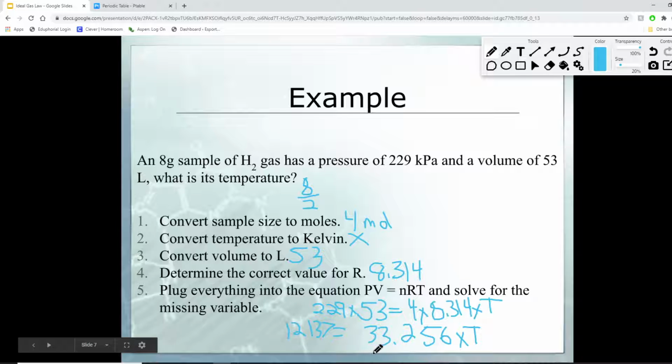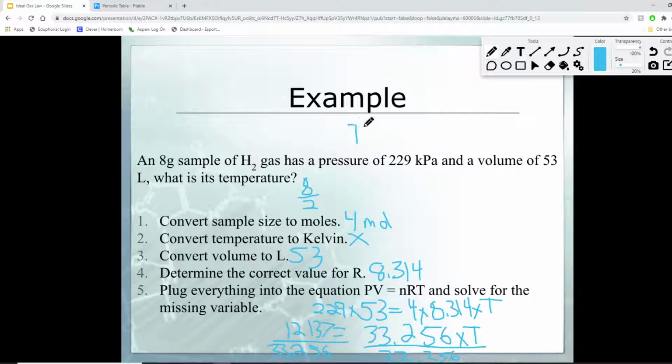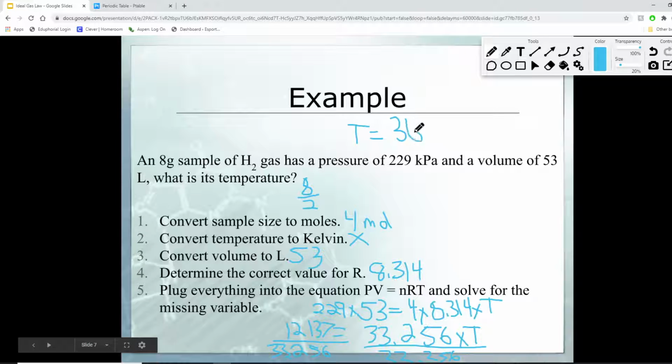And then in order to get T by itself, we need to cancel out this value here. So we're going to divide both sides by our 33.256. So 12137 divided by 33.256 gives us a temperature of 364.96 Kelvin.